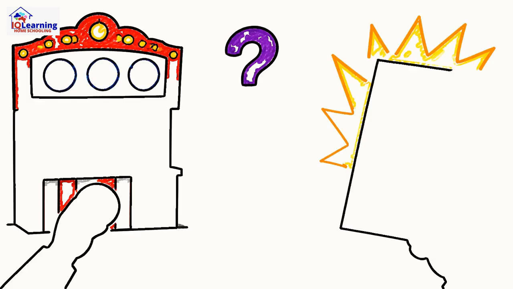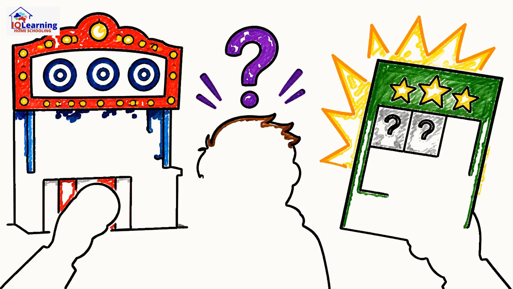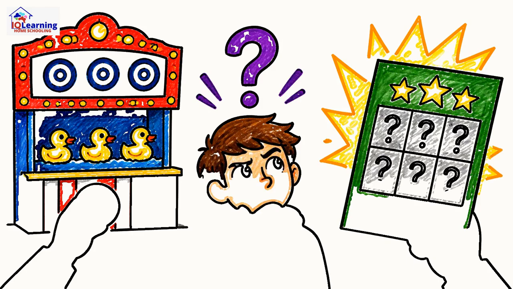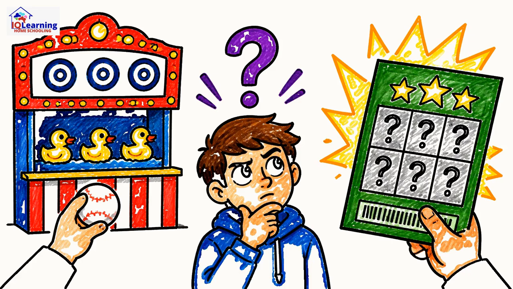Ever wondered if that carnival game is rigged or if a lottery ticket is a bad bet? The answers aren't just about luck, they're about the mathematics of discrete probability.